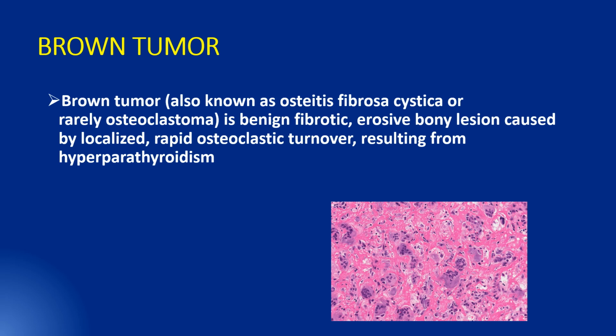It's a benign, fibrotic, erosive bony lesion caused by localized rapid osteoclastic turnover resulting from hyperparathyroidism. It is difficult based on the histopathologic findings to distinguish between brown tumor, giant cell reparative granuloma, or giant cell tumor.